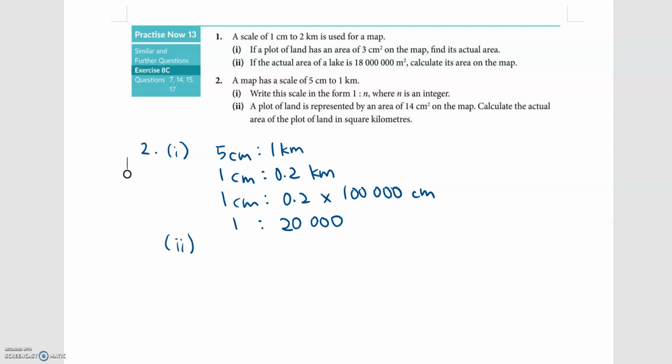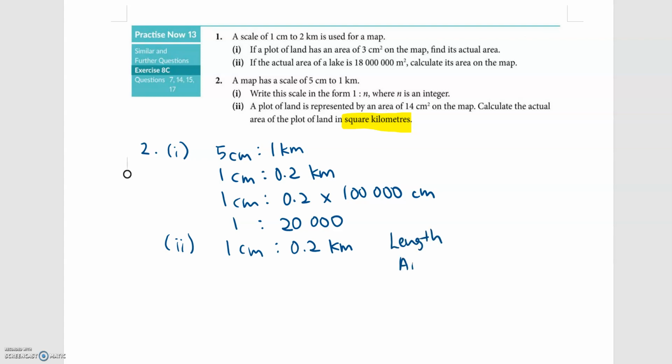Part 2. A plot of land is represented by an area of 14 cm square on the map. Find the actual area of the plot of land in square kilometers. So I have the area of 14 cm square on the map. I need to find the actual area. So I'll make use of 1 cm is to 0.2 kilometers. This is the ratio of my length.